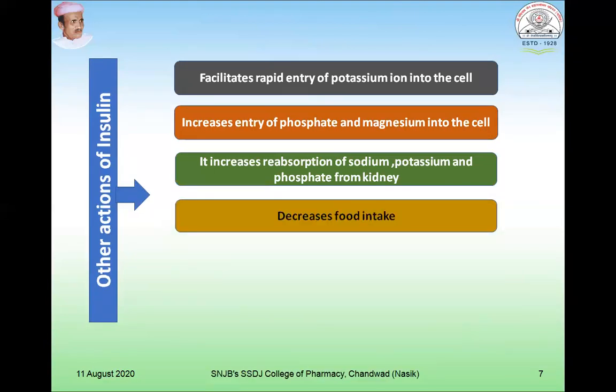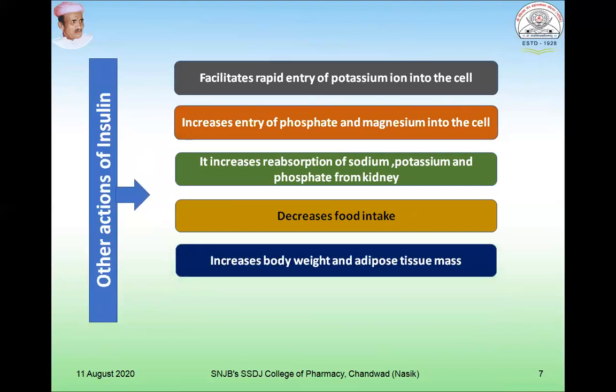Insulin decreases food intake. This action is partly mediated by its inhibitory effects on neuropeptide Y released from hypothalamus. Now, chronic insulin or excess insulin increases the body weight and adipose tissue mass. The leptin level in plasma increases, which promotes satiety.